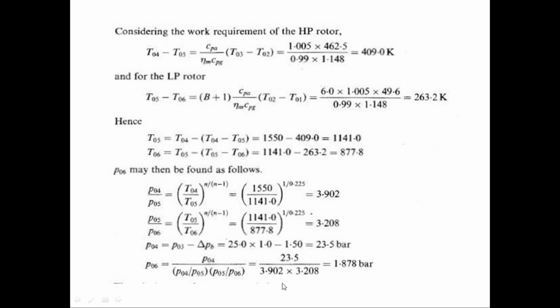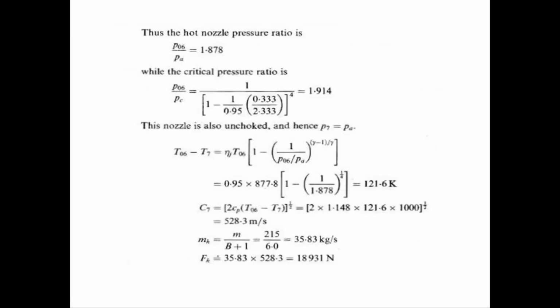We can rearrange the equation and we can write the expression of P06 as P04 divided by P04 by P05 times P05 by P06, such that these are cancelled out. So we know the value of these ratios, which is P04 by P05 is 3.902 and P05 by P06, which is 3.208, and P04 is 23.5. So finally you will get the value of P06 as 1.878 bars. And the hot nozzle pressure ratio is P06 by PA, which is 1.787.